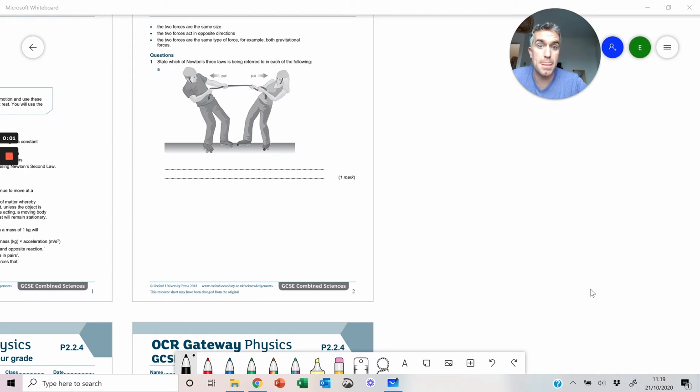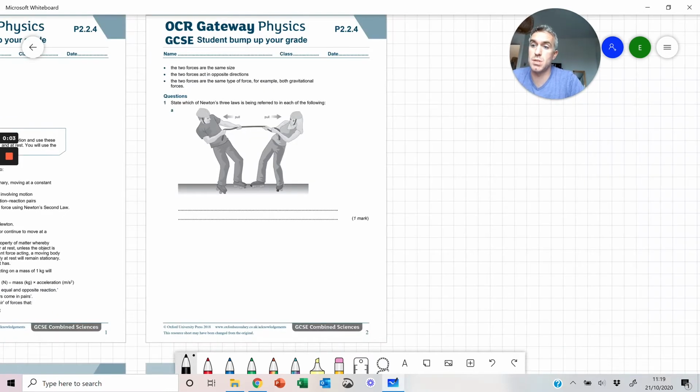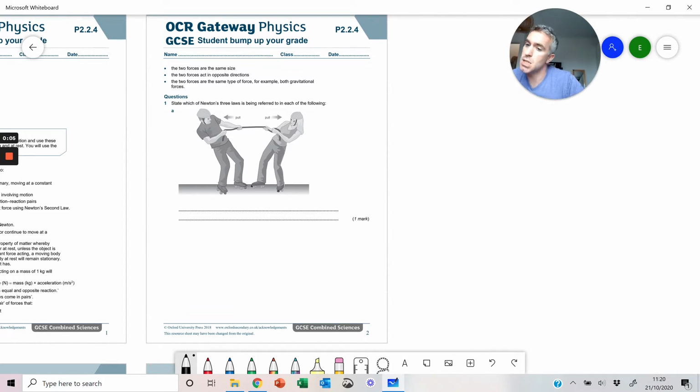Okay, so here are the answers to those questions. State which of Newton's three laws is being referred to in each of the following. In this one, we have two people pulling. This person is pulling to the right. This person is pulling to the left. They're in opposite directions, so there's no net force. You can see the people aren't moving. They're on roller skates. They're wearing strange hats. So this must be Newton's first law.